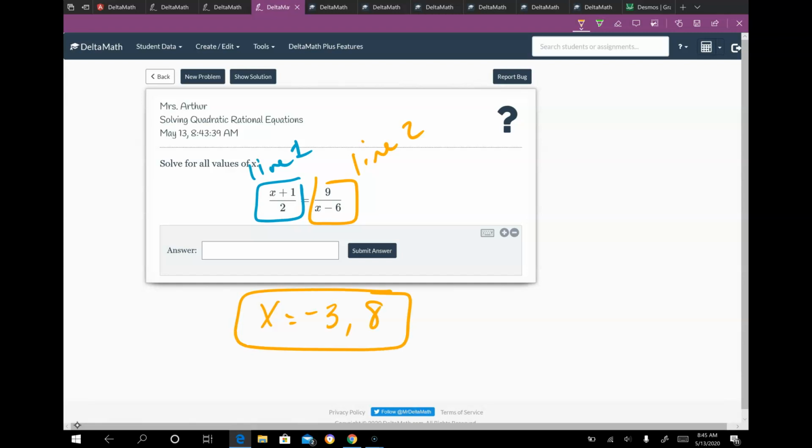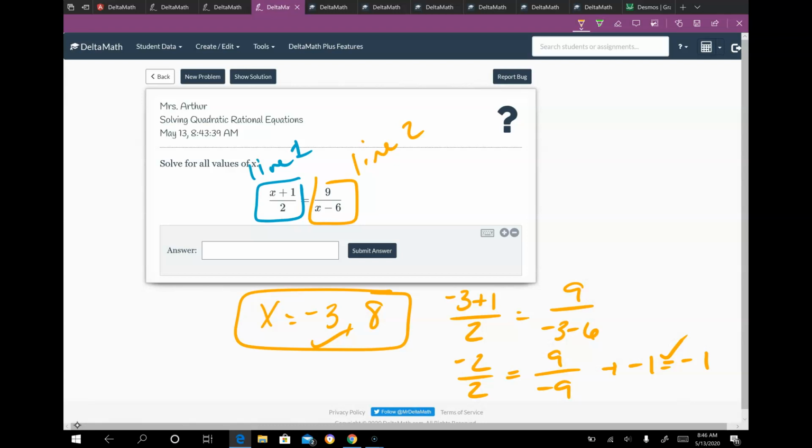Okay? And again, you can also plug those in if you wanted to check them. So if I wanted to plug in -3, I would say -3 plus 1 over 2 equals 9 over -3 minus 6. Well, -3 plus 1 is -2 over 2. And that's going to be 9 over -9. And we all can tell that's going to be -1 equals -1. And that is a correct statement. So -3 is an answer.